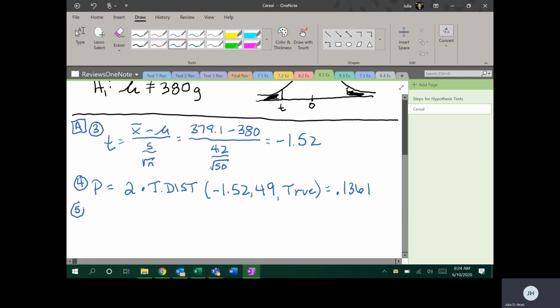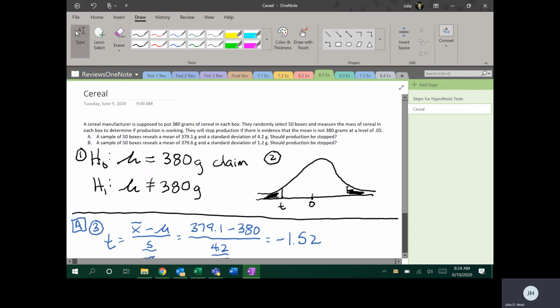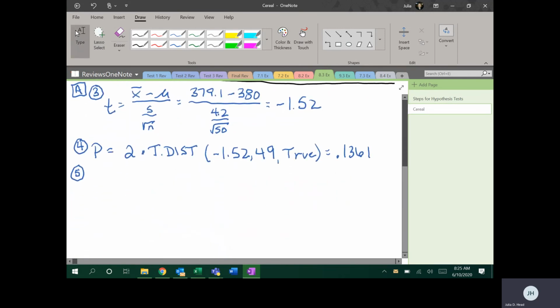So step 5, our decision. My level of significance was 0.05. 0.1361 is not less than 0.05. So we fail to reject the null. And then my decision starts very much like it did before.